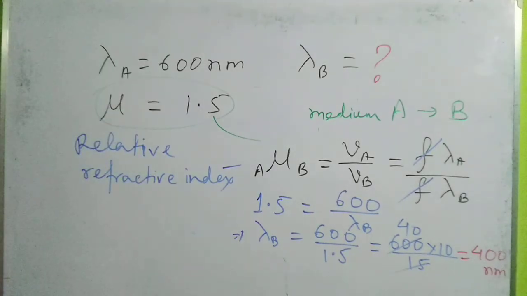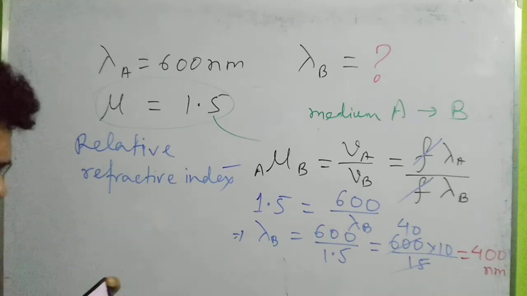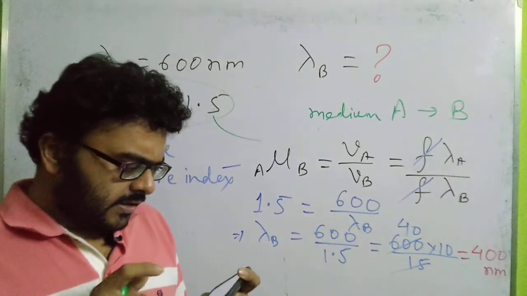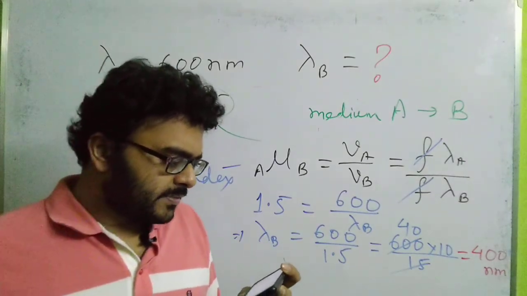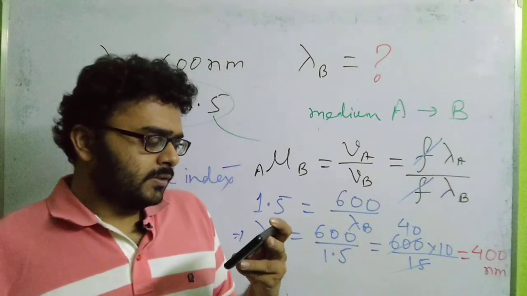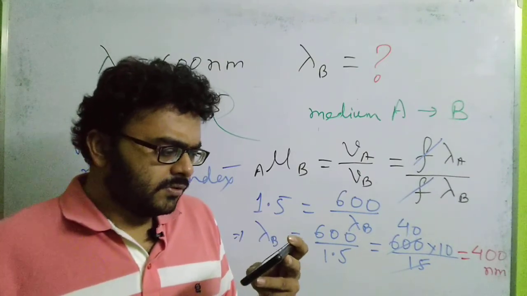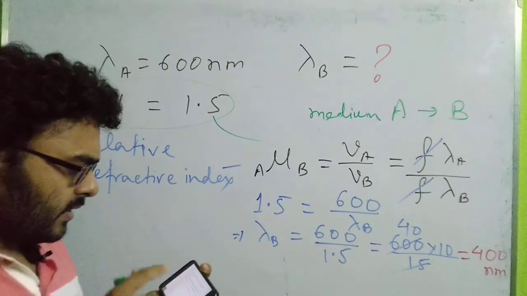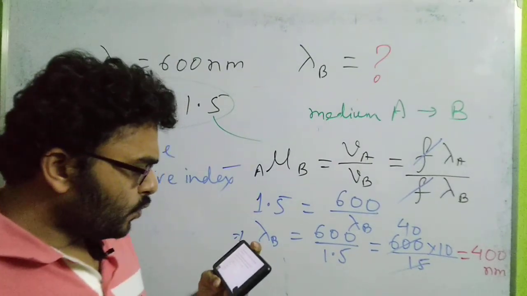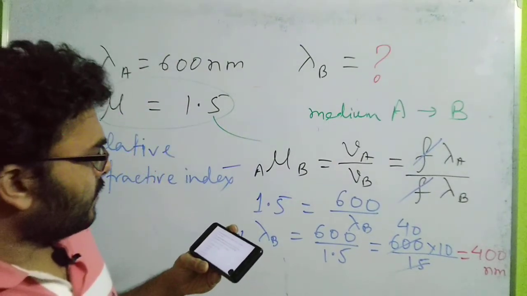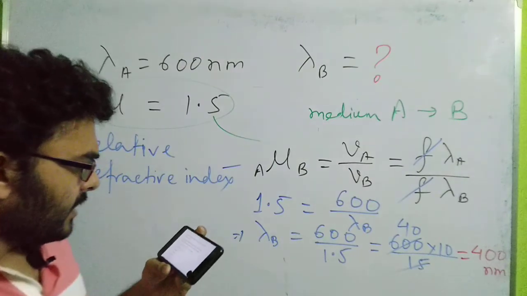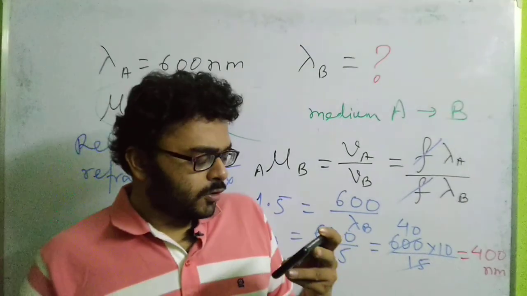Now come to the question. What has the question asked? The question has asked us to find out the steps to determine the wavelength of medium B. So definitely now we can determine what steps are required. First we need to write out the formula 1.5 equals 600 by lambda B. So it is step number 2.